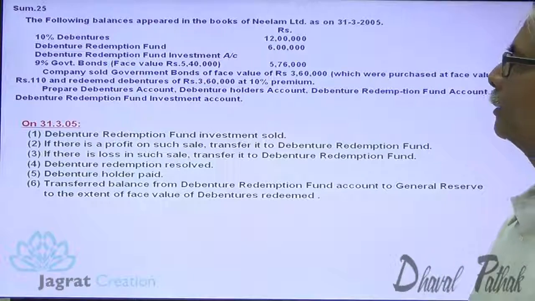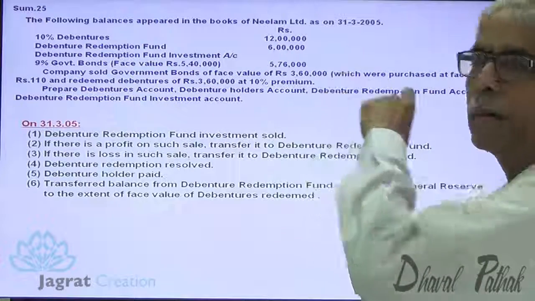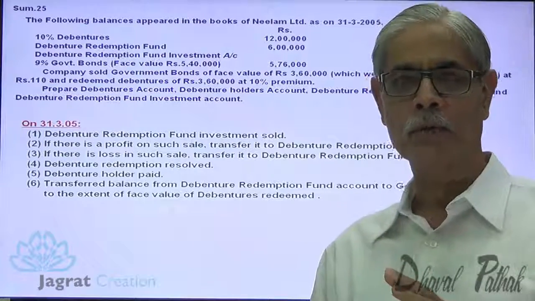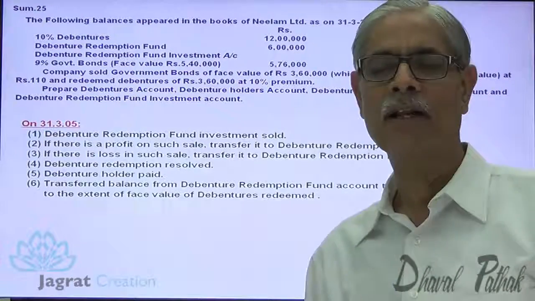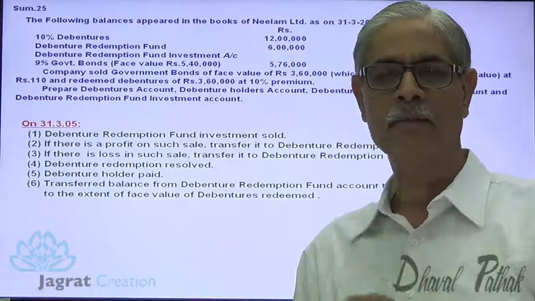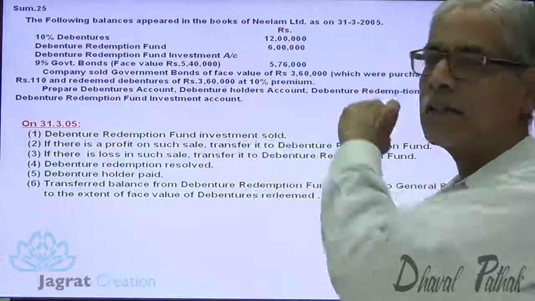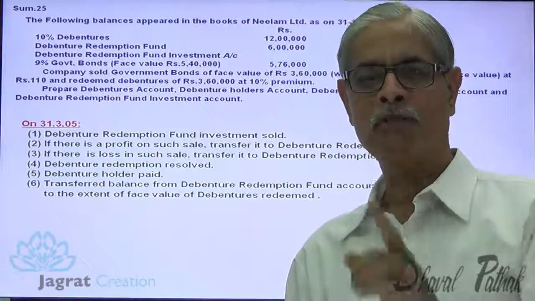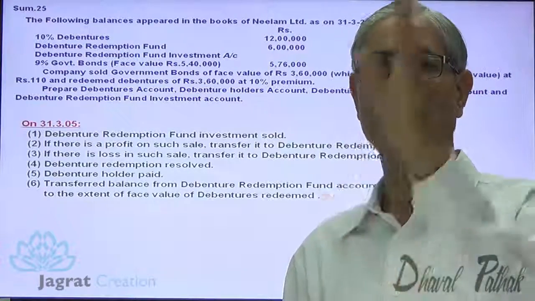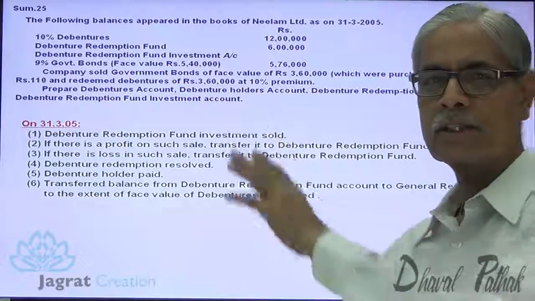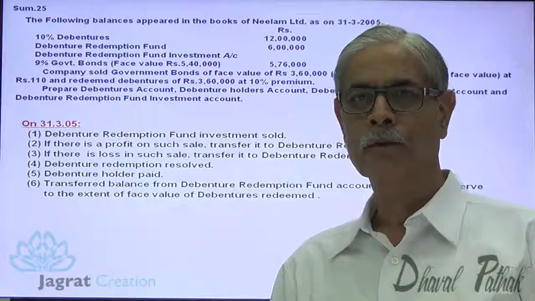One important point: here the debentures are redeemable at 10% premium. So, the debenture redemption premium liability should appear in the list of liabilities. But here you are not given the balance of that liability. So, whatever debenture redemption premium has been paid will be treated as a loss and will be debited to debenture redemption fund account. Notice it. So, these are the transactions which we are going to record. Now, let me start.